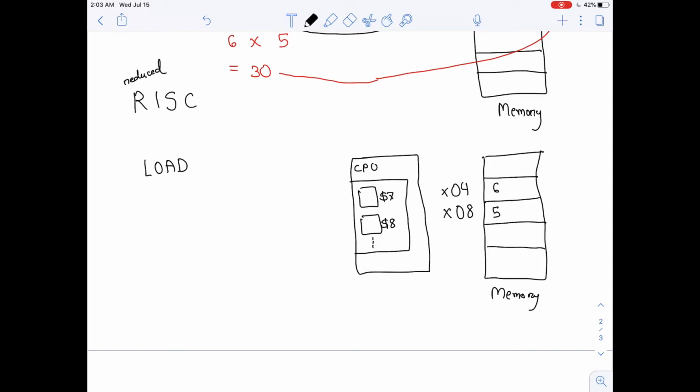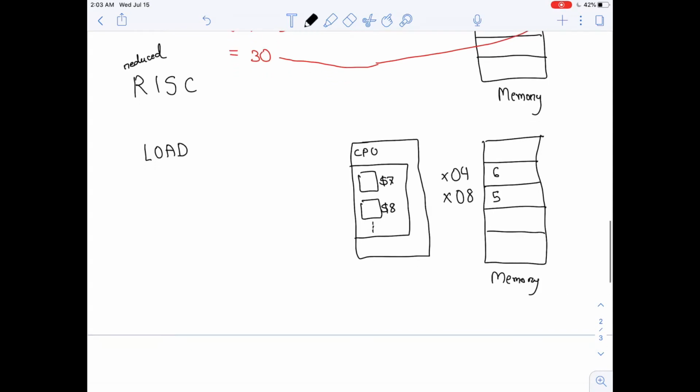Okay, so with the RISC approach, what you need to do is specify the register into which you want to load the memory value. Basically, you have to specify in which of the registers you want to load this value 6. So suppose I want to load the value 6 into register 7. Please load the value which is in address x04 to my register $7. Again I have to do a similar thing for the value 5, which is in address x08.